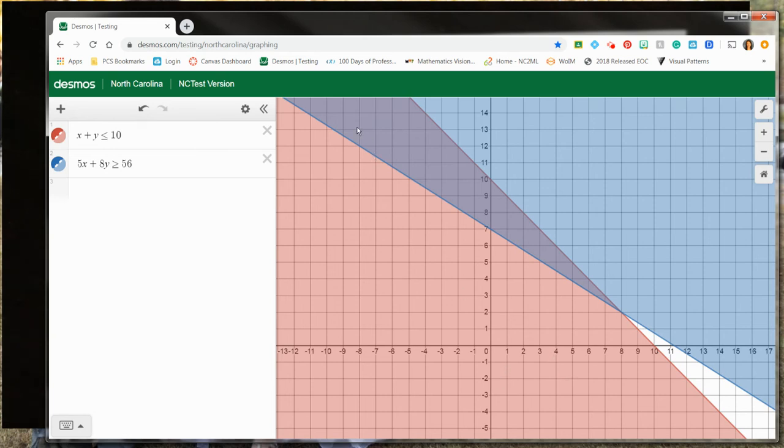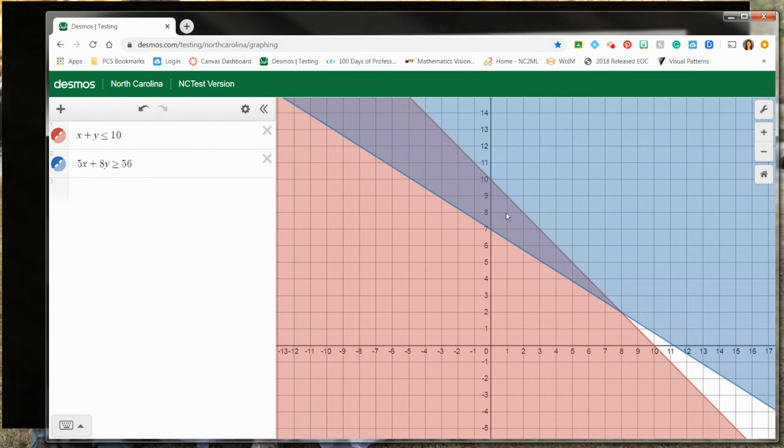Now X is hours and Y is hours. So I can't have anything in quadrant 2 or quadrant 3 or quadrant 4. The only quadrant that matters to me, because I'm talking about hours, is quadrant 1. So this purple hue sliver in quadrant 1, where both of these 2 things overlap, is where I can get potential combinations of hours for house cleaning and hours for sales.